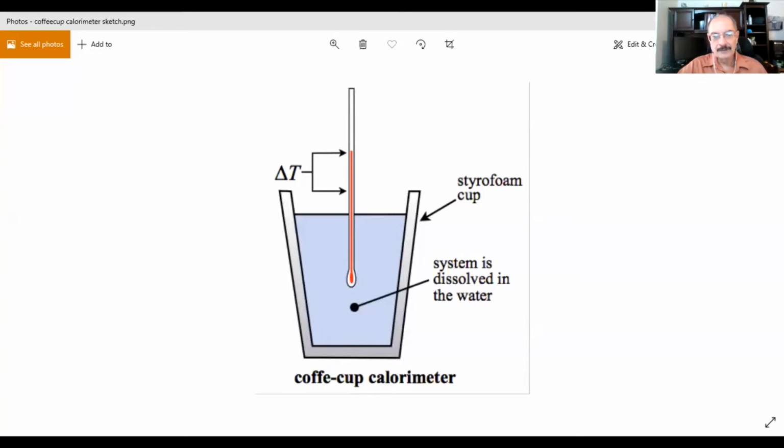We have a styrofoam cup, actually a double styrofoam cup, with a reaction that is happening in solution in water. This is what we call the system. We have a thermometer in there. We're going to measure the temperature change in the calorimeter. So let me go back here to our regular document camera and let's review a little bit of this to remember where we came from and where we're headed.